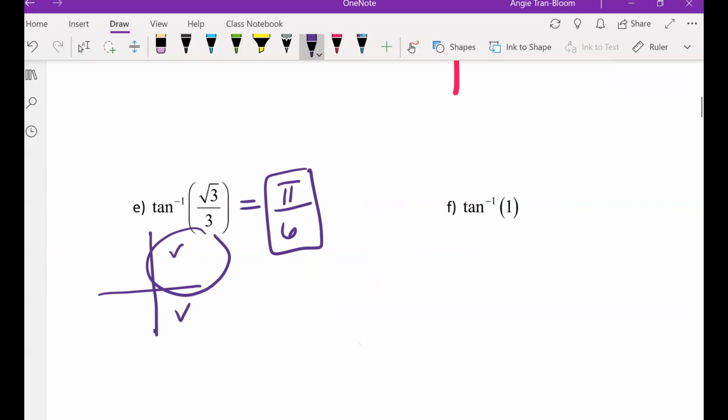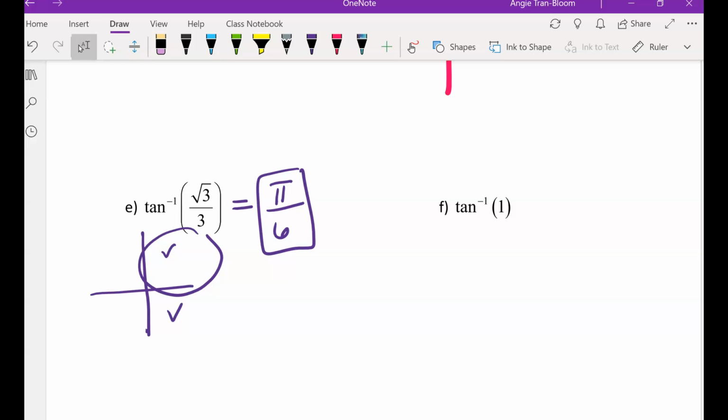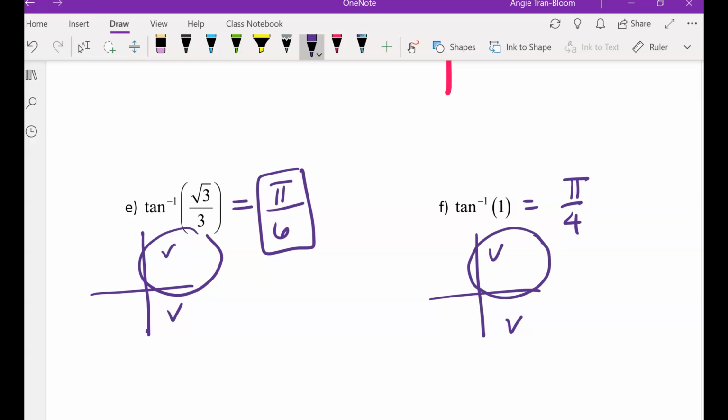Last one, and then we'll call it a day. Pi over 4. Because it's a positive 1. Tangent of pi over 4 is positive 1. Because tangent inverse, again, is restricted in 1 and 4. All answers in quadrant 1 will result in a positive answer.